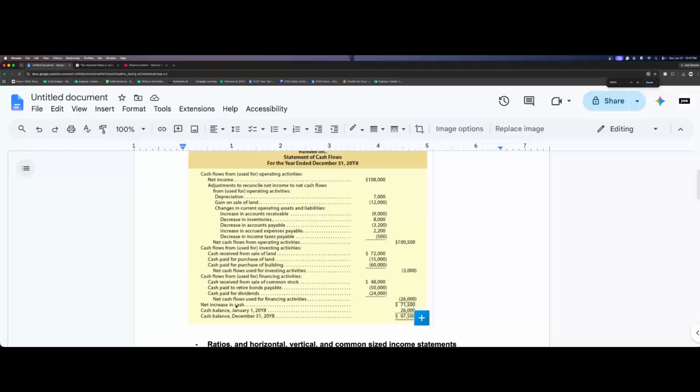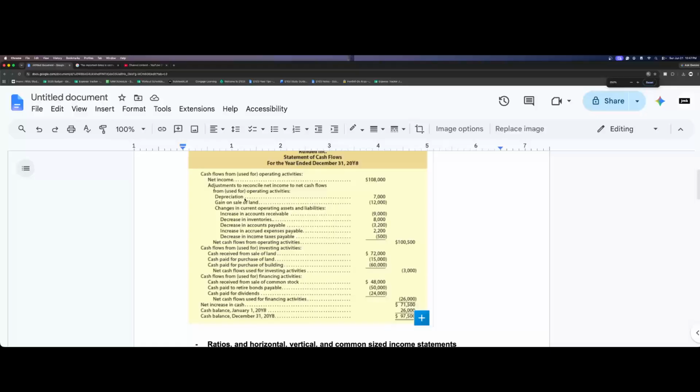And after the financing activity, you'll have either an increase in cash or a decrease in cash, and then you'll have the cash balances from the beginning to the end of the year. So those are the things that make up the statement of cash flow. Within the operating activities, there are adjustments after net income, adjustments to reconcile net income to net cash flow from or used for operating activities.